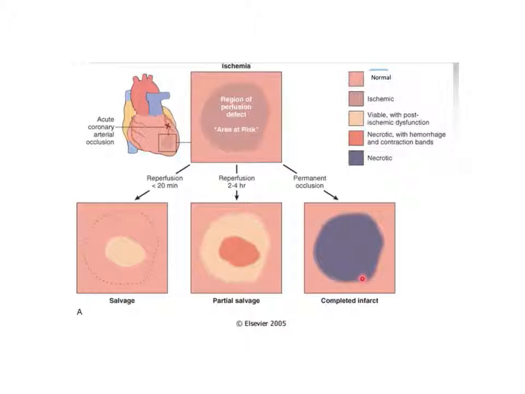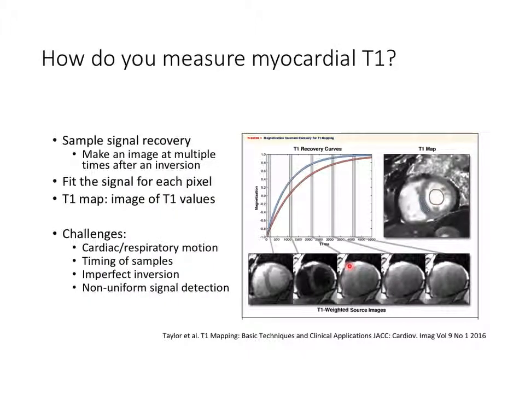And then if you have a permanent occlusion and it's necrotic, and you know this on late enhancement, gadolinium will just show up, right. So those are the types of tissue that we're interested in measuring in people who've suffered a heart attack. And the question now is, how do you measure T1 really accurately in an MRI scanner?